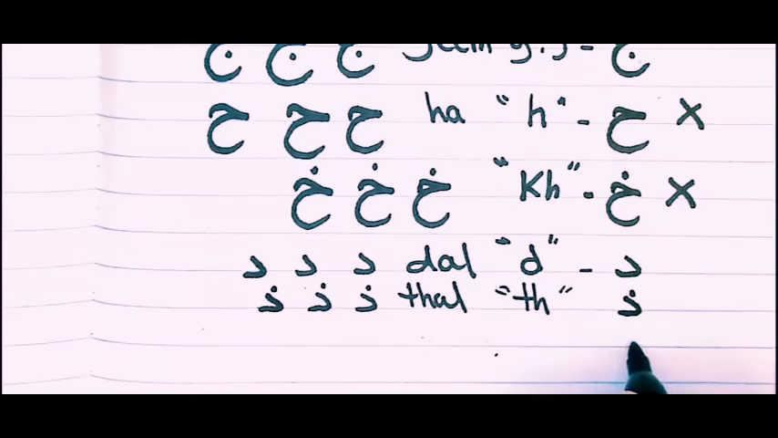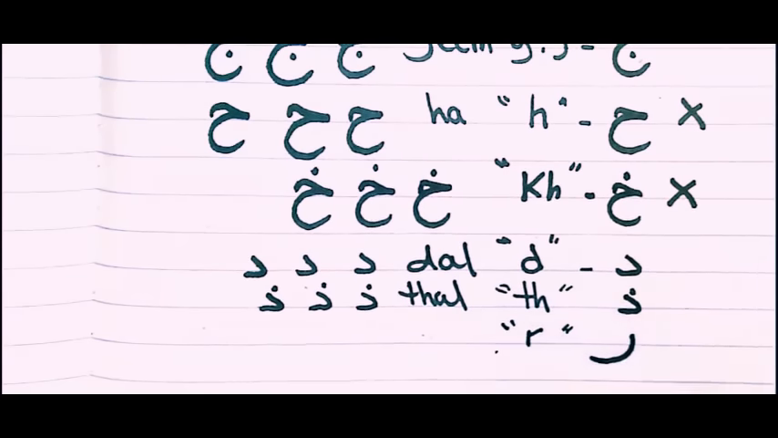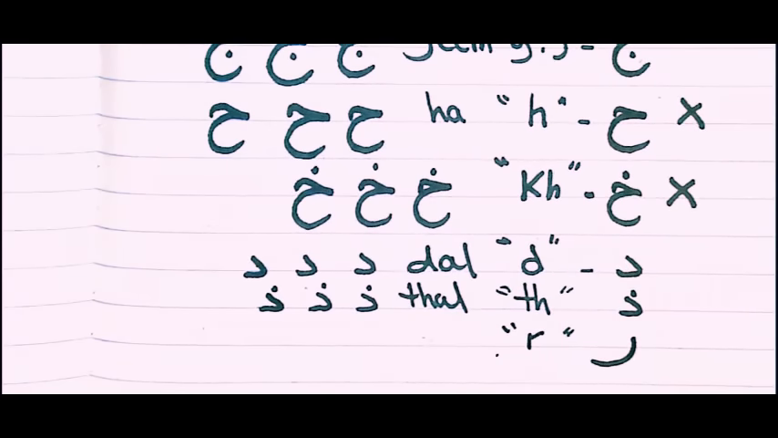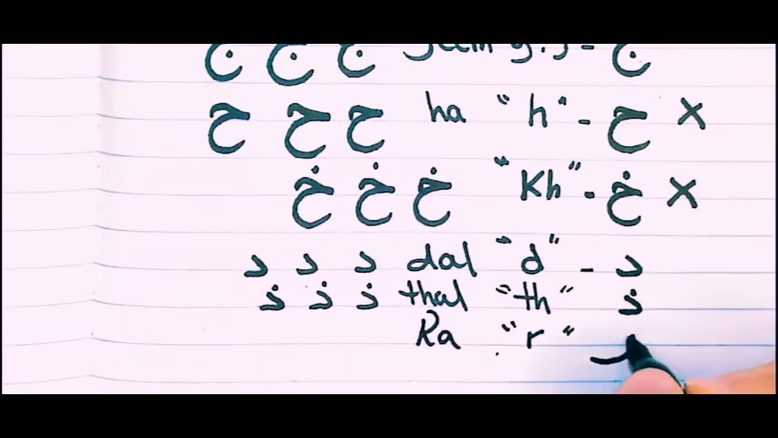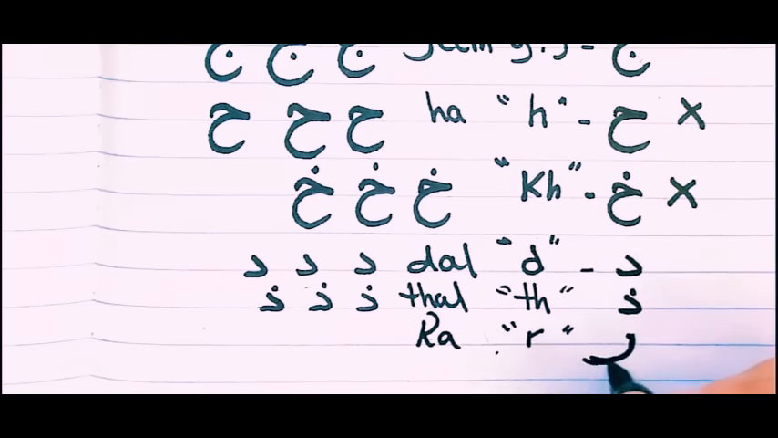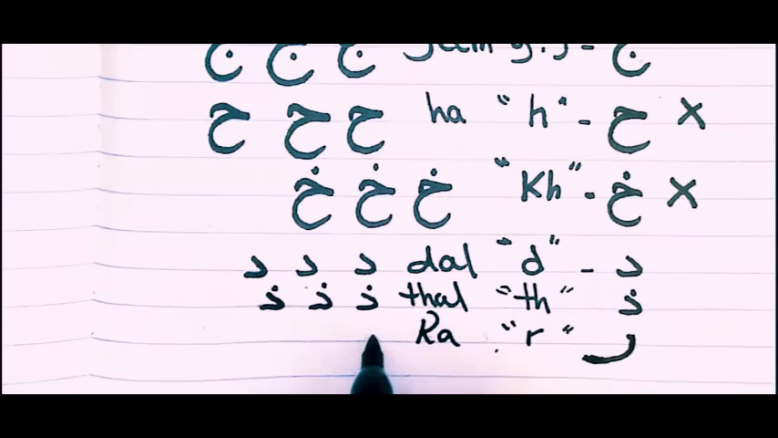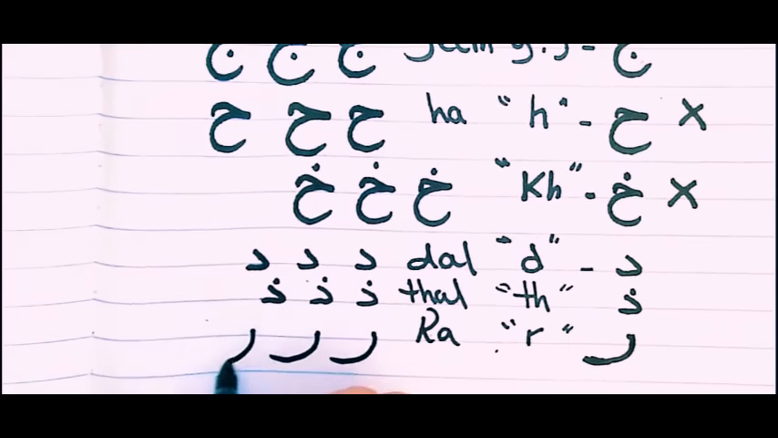And then we have ra. Like R, ra. You start from the line and you go down and you curve it. So I'm going to write it again. Ra.